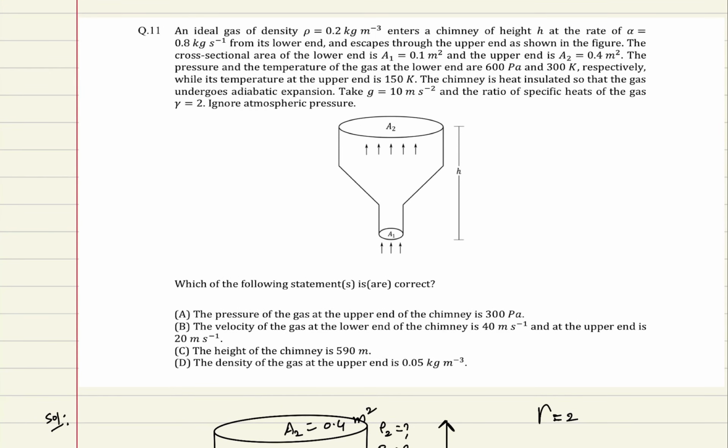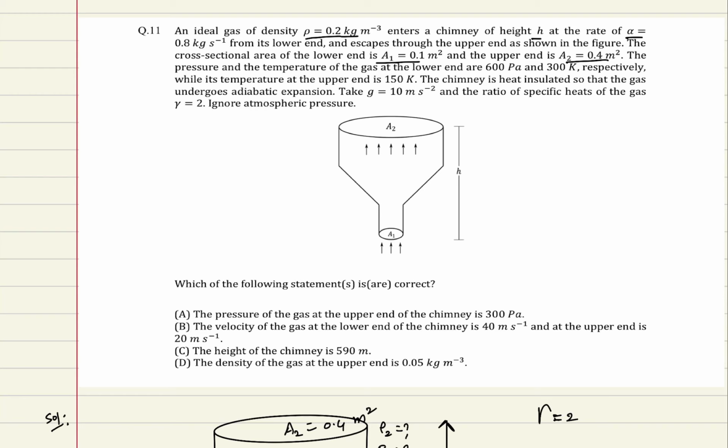Hello everyone. Now I will discuss question number 11. An ideal gas of density rho equal to 0.2 kg per meter cube enters a chimney of height h at the rate alpha equal to 0.8 kg per second from its lower end and escapes through the upper end as shown in the figure. The cross-sectional area of the lower end is A1 equal to 0.1 meter square and the upper end is A2 equal to 0.4 meter square.